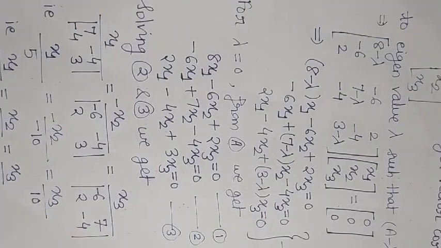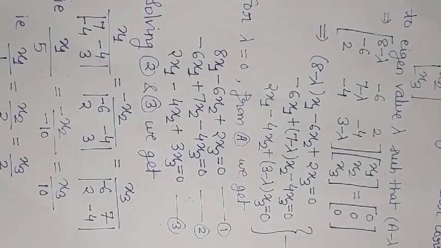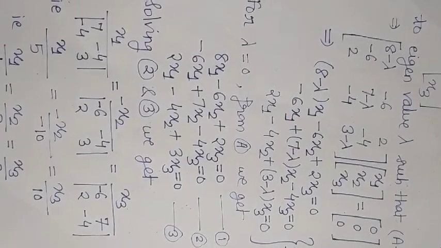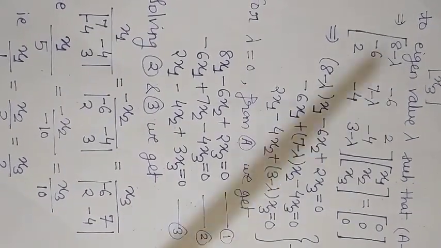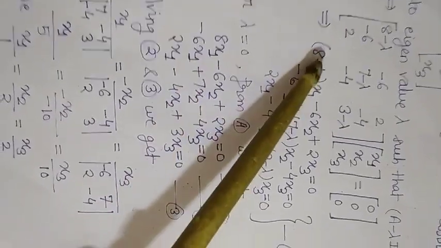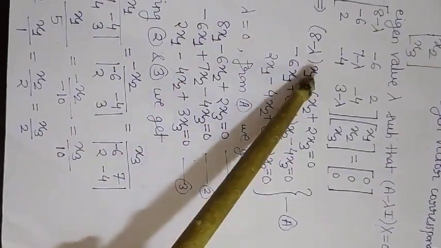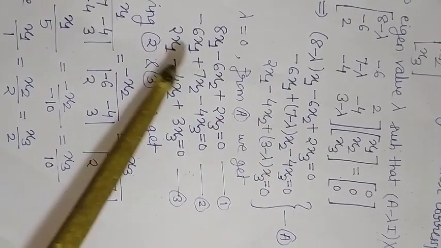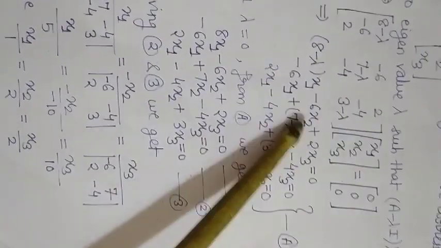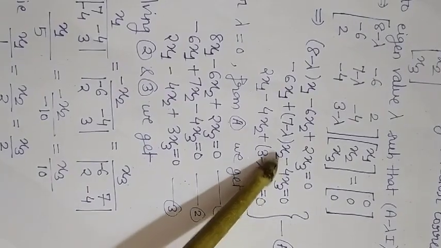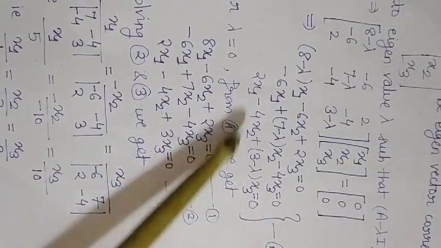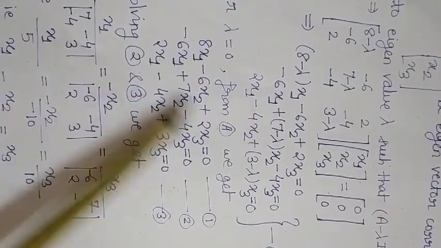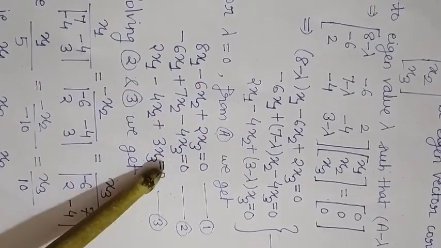Now let us take the values of lambda one by one. The first value is lambda equal to 0. So put lambda equal to 0 in equation A. We get 8x1 minus 6x2 plus 2x3 equal to 0. Then next, minus 6x1 plus 7x2 minus 4x3 equal to 0. Similarly, the next will be 2x1 minus 4x2 plus 3x3 equal to 0.